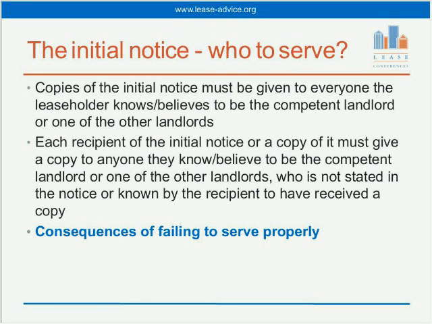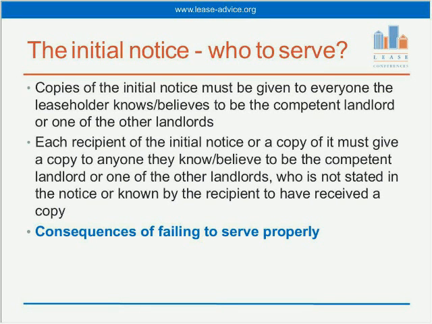And those consequences are this. If the competent landlord or any of the other landlords does not receive a copy before the time specified in the Section 42 notice for serving a counter notice, and they have replied to a Section 41 notice served by the leaseholder or their representatives seeking information about that person's interest in the flat, the notice of claim will cease to have effect at the end of the period for serving a counter notice.